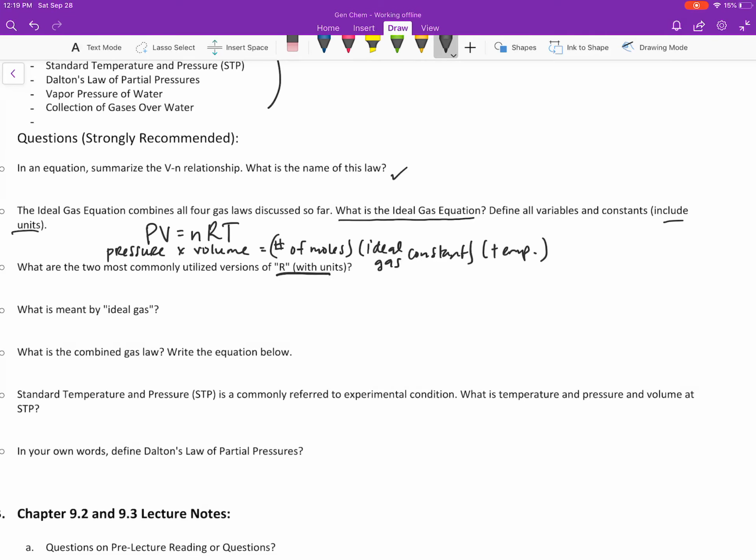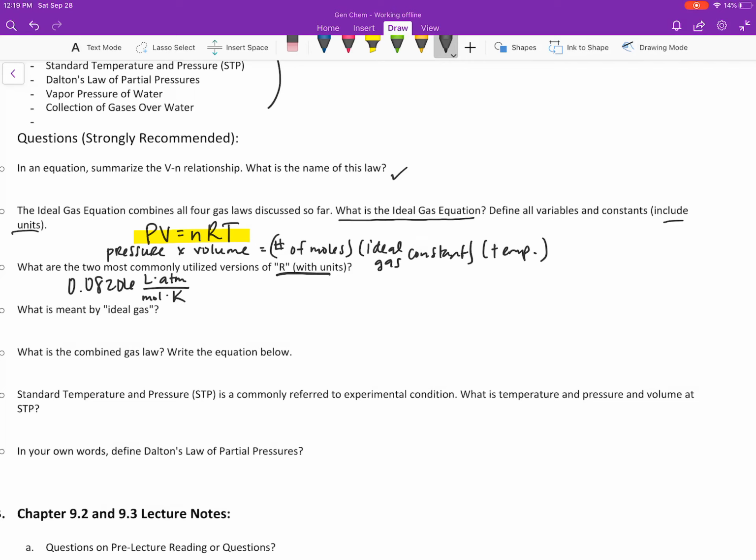There are two versions of R that we use for what I call PIV-NERT, and that's pretty common. You'll hear people say use PIV-NERT. That's PV equals NRT. The two most common versions of R are 0.08206, and this is units of liters times atmospheres divided by moles times Kelvin.